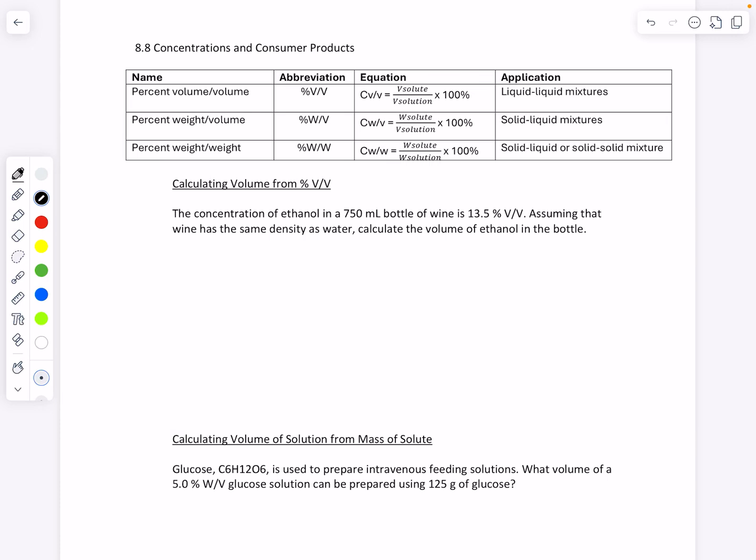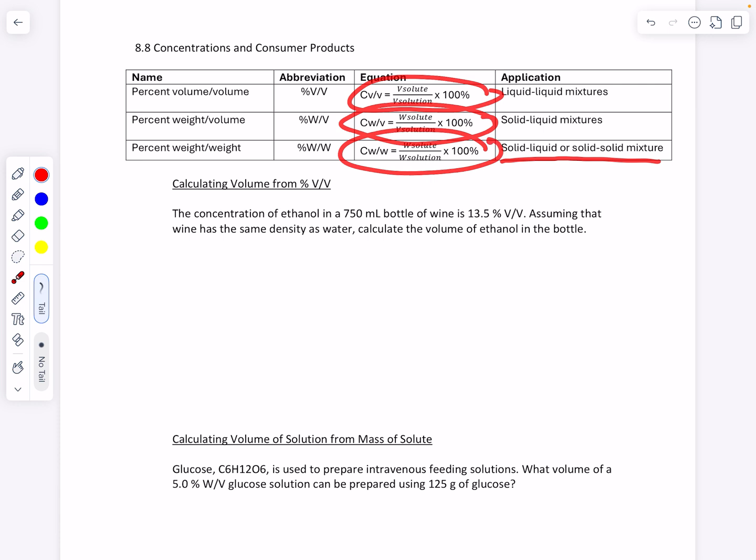8.8 Concentrations and Consumer Products. The concentration of consumer products can be written in percent volume per volume. This is used for liquid-liquid mixtures. We could also have percent weight per volume. This is for solid liquid mixtures. And finally, percent weight, and this is used for solid liquid or solid mixtures. And there are equations for calculating each of these different types of concentrations.